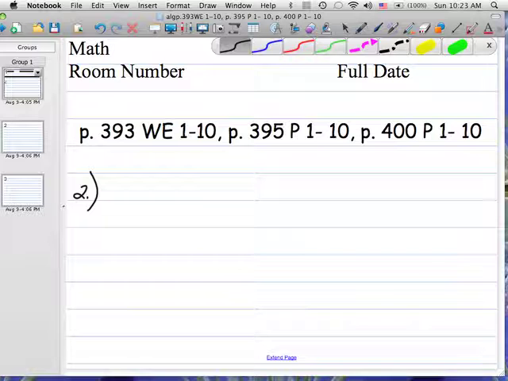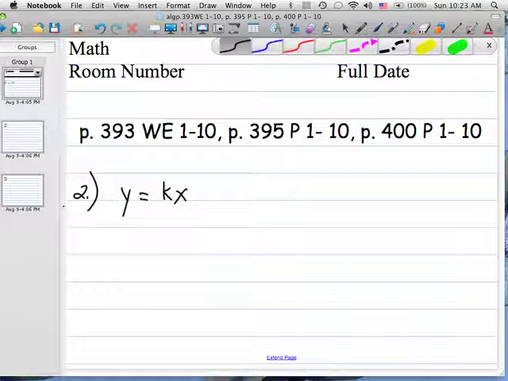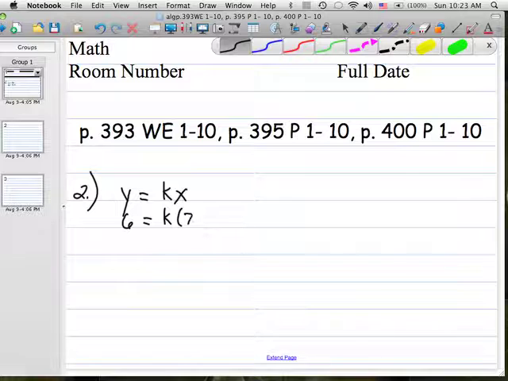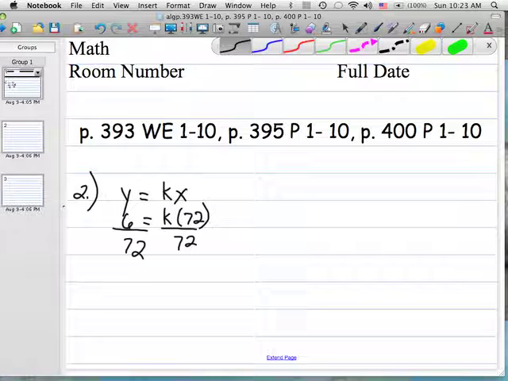They want us to find the constant of variation. So number 2, y equals directly as x, so it'd be kx. When y is 6 and x is 72. So we divide both sides by 72, so our constant of variation is going to be 1/12 equals k.